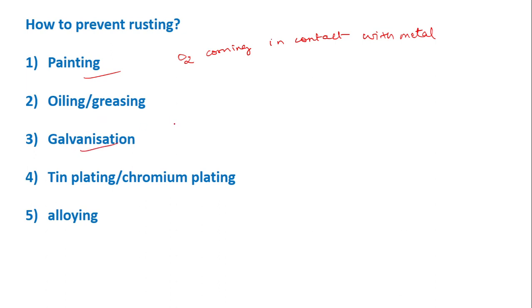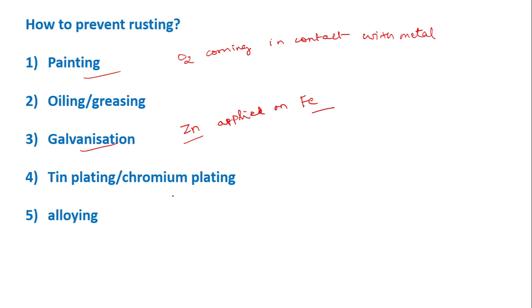Then galvanization means applying one layer of zinc. Zinc is applied on iron. This zinc is a self-protective metal. It will get oxidized, but the metal, that is the iron, will be protected from rusting. Now next is tin plating or chromium plating. Tin and chromium are also anti-corrosive, meaning they will not get corroded. So they will prevent iron from rusting.